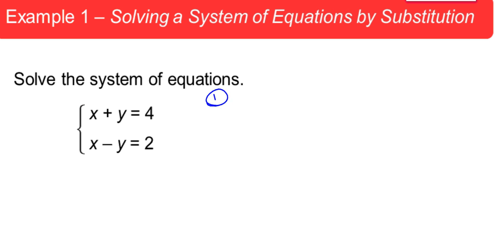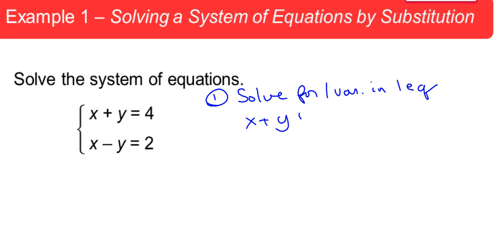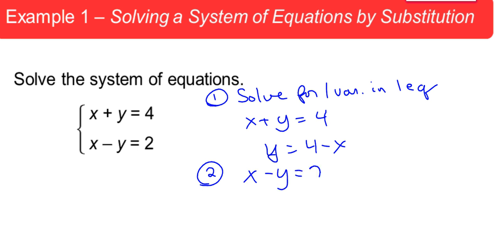So step 1 is to solve for one variable in one equation, and I'm just going to do the x plus y equals 4, and I'm going to solve for y. y is 4 minus x. Then my step 2 is to substitute that in the other equation. So it's x minus y equals 2. I'm going to put in place of that y the 4 minus x.